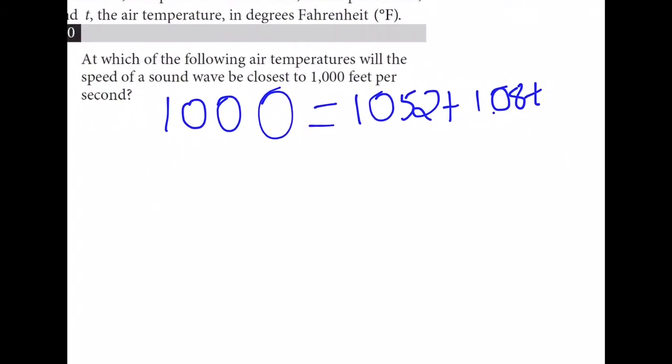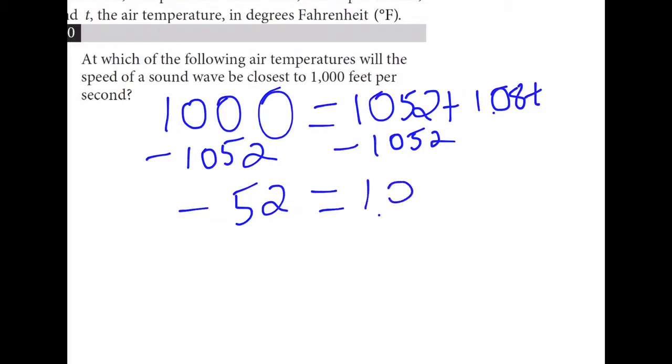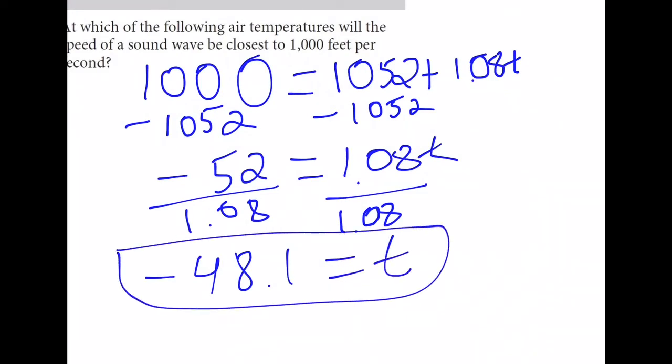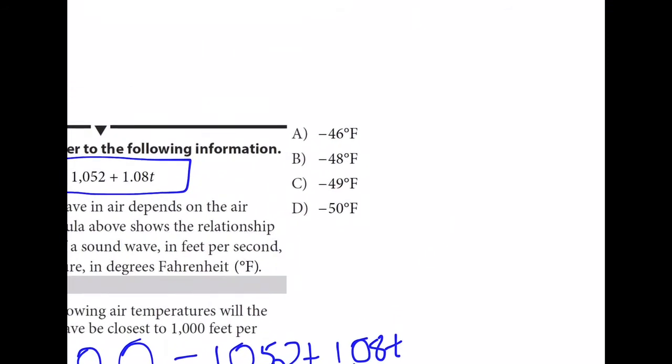To solve for this, I'm going to subtract 1052 from both sides. I get negative 52 is equal to 1.08 t. And we divide both sides by 1.08. Fortunately, this is the calculator version, so that's not too bad. When we do so, we get negative 48.1 is equal to t. So negative 48.1. Go back to our answer choices. That's closest here to B.